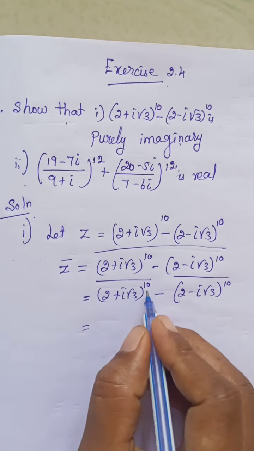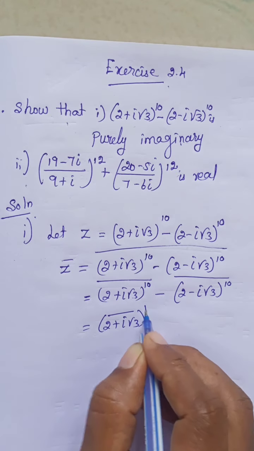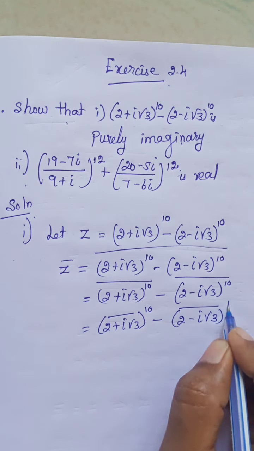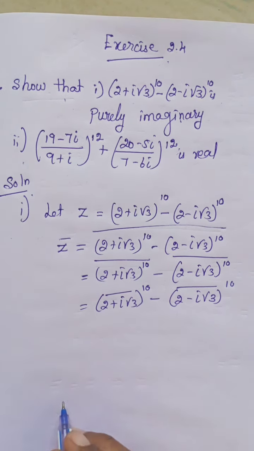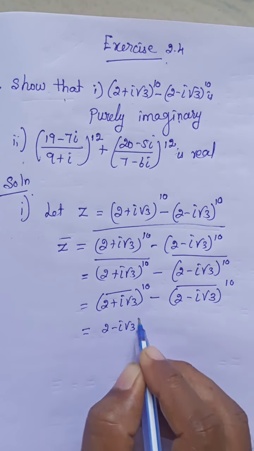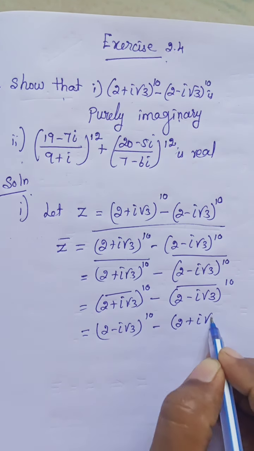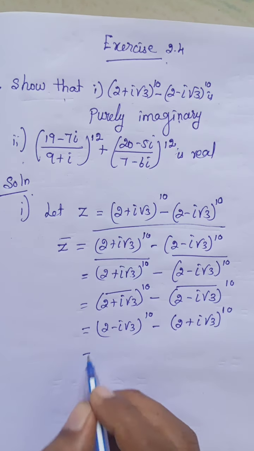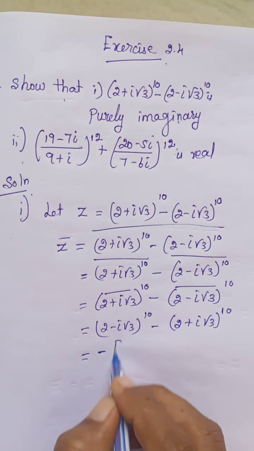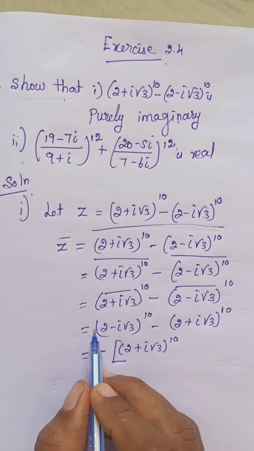Next, what we can do? We can take this power 10 to the whole: (conjugate of 2 + i√3)^10 minus (conjugate of 2 - i√3)^10. Now we can find the conjugate: 2 + i√3 becomes 2 - i√3, to the power 10, minus, and 2 - i√3 becomes 2 + i√3. The bar is removed. Now I am going to take the minus outside, so it becomes positive: (2 + i√3)^10.